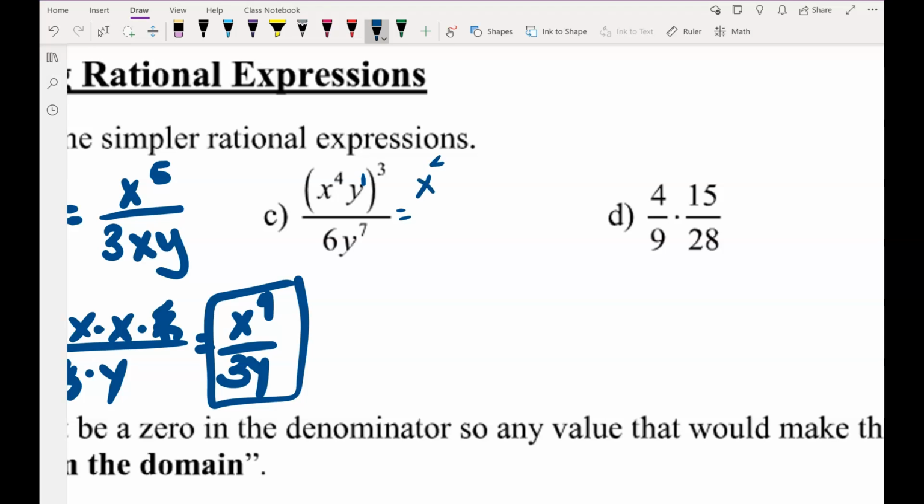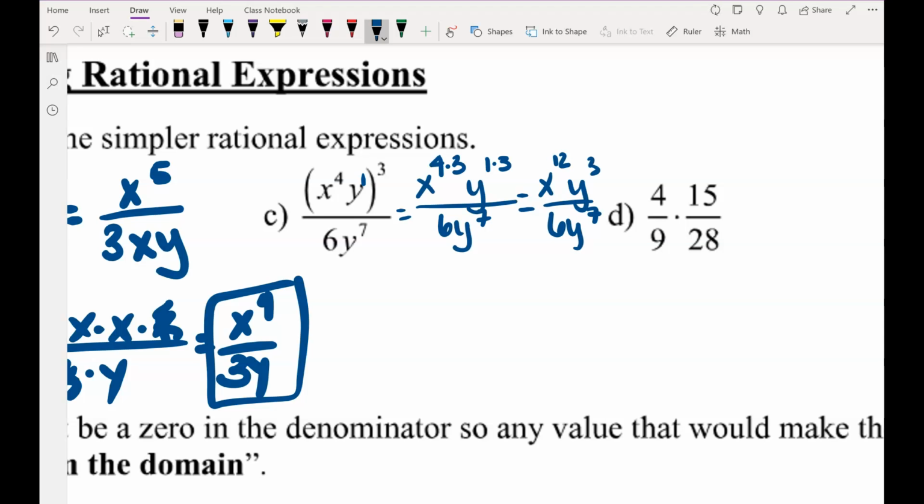So x to the 4 times 3 times y to the power of 1 times 3, all over 6 times y to the 7th power. Now on the top, 4 times 3, that's x to the 12th, and y to the 3rd, all over 6 times y to the 7th.